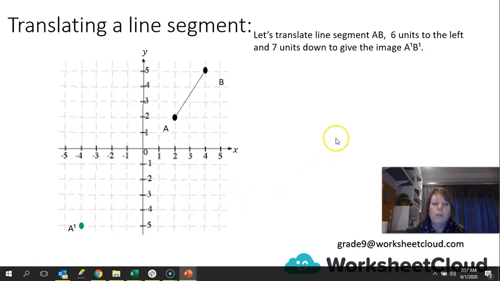But we now need to do B in exactly the same way. So let's start here with B and go 6 units to the left. 1, 2, 3, 4, 5, 6, and 7 units down.